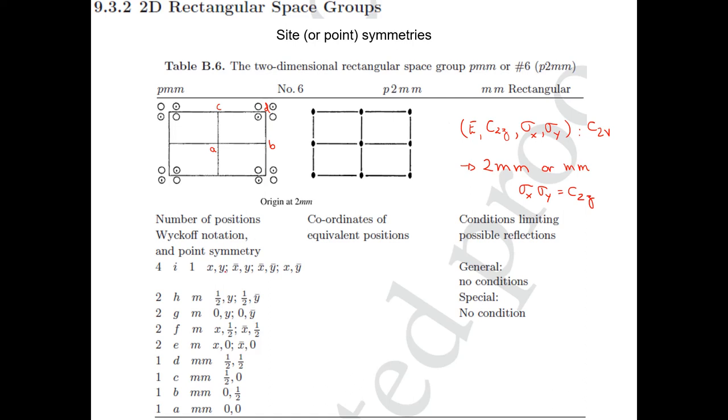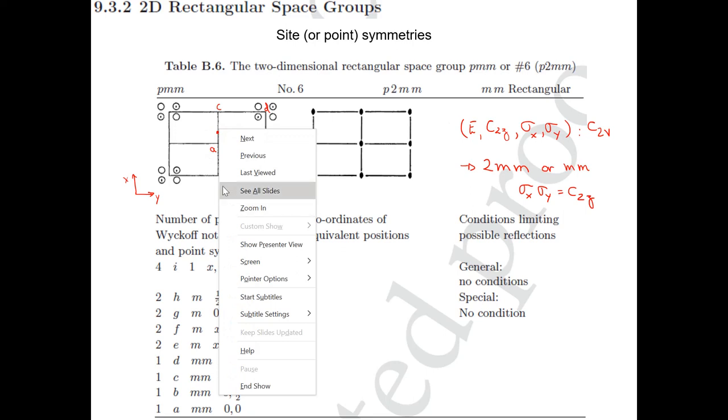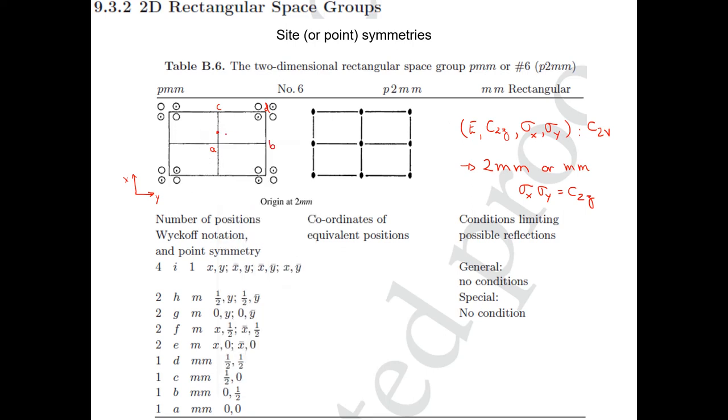And then we have less symmetrical positions, position E. Let me choose X and Y. So site E is an arbitrary value of X and a zero coordinate for Y. So it's some point along this line, okay? Any point along this line. This is site E.